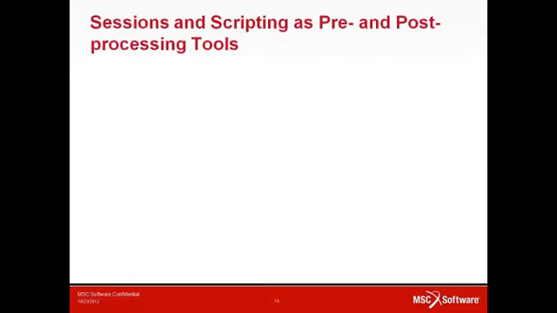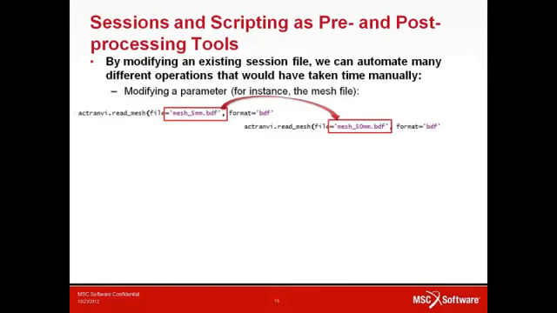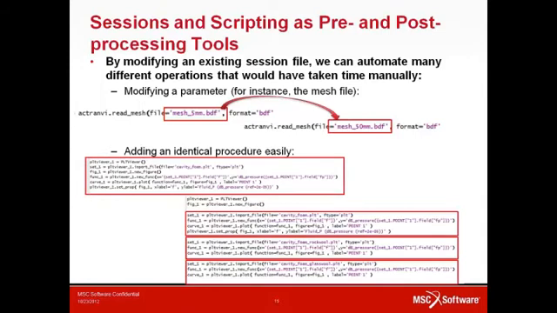The usage of sessions or scripts can ease many different pre- and post-processing operations by reducing the number of manual operations. A typical example consists in modifying some parameters in an existing session file to produce a different input file without having to perform all other operations manually. On the shown example, the mesh file supporting the computation can be easily modified by just changing the file name within the session file.